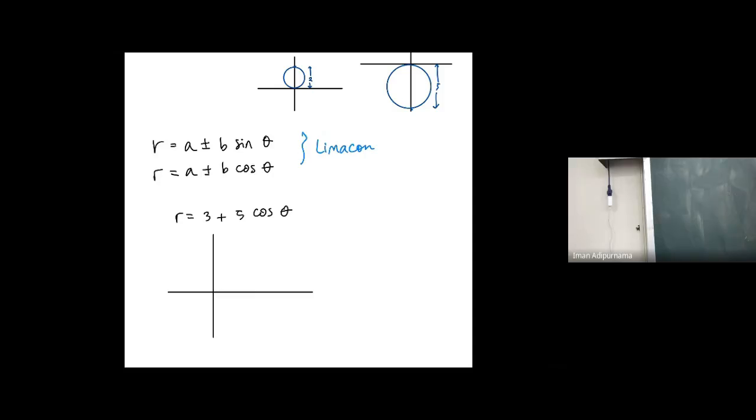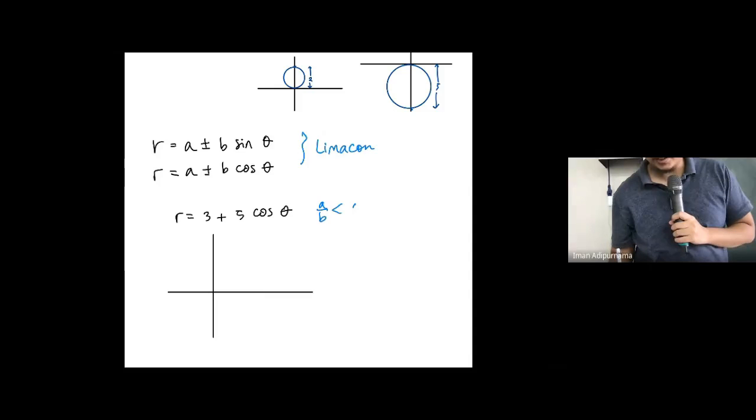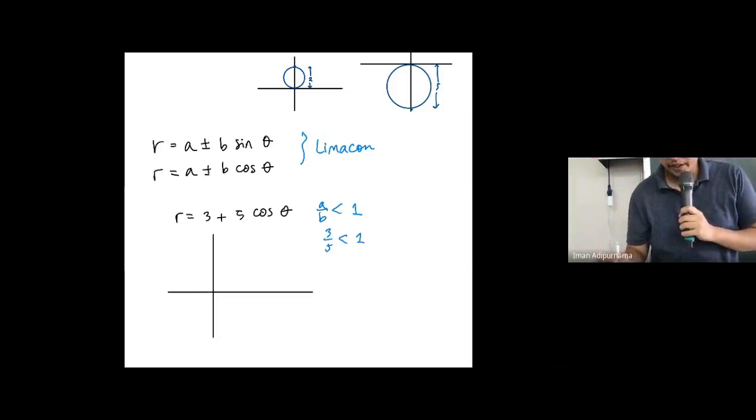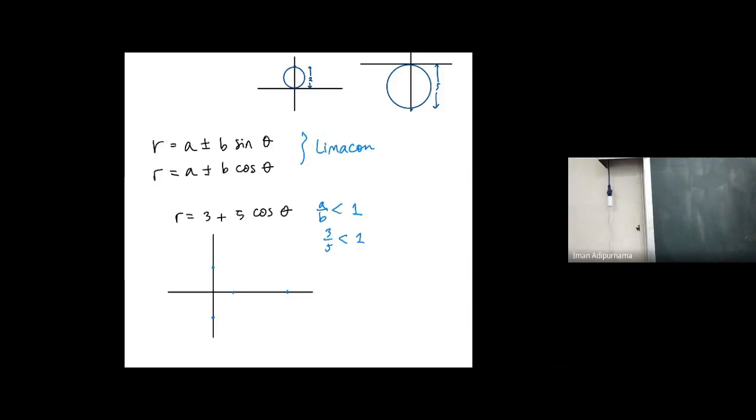A over B, or 3 over 5, is less than 1, right? So the first one, A over B is less than 1. It's 3 over 5, right? It's less than 1. So the limaçon will be a limaçon with inner loop. So it will have loops inside, okay? So we will have at least 1, 2, 3, 4 points. At least you will have 4 points, okay?